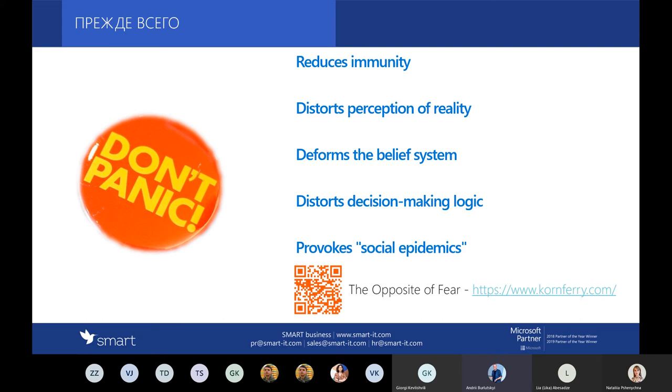So please filter it. Please keep calm and just monitor what official organizations are saying, because it also deforms what we believe in. We transfer this information, this belief, to our neighbors, to our relatives, to our beloved people, friends, peers, colleagues, etc. And it also distorts how we make conclusions, distorting decision-making logic, actually.